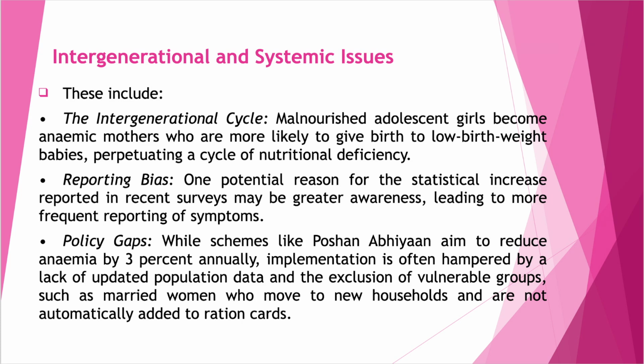And finally, the issue also comes from policy gaps. While schemes like Poshan Abhiyan aim to reduce anemia by 3% annually, implementation is often hampered by a lack of updated population data and the exclusion of vulnerable groups, such as married women who move to a new household and are not automatically added to ration cards.